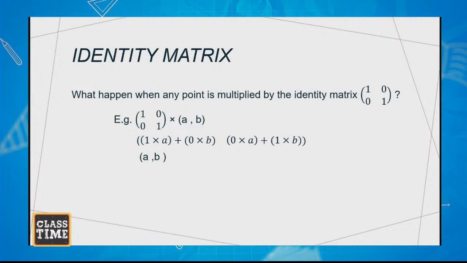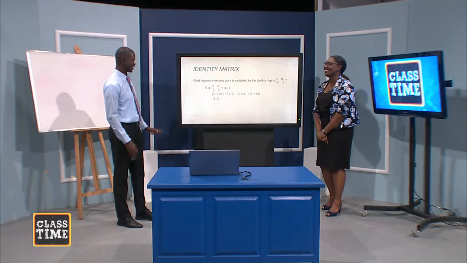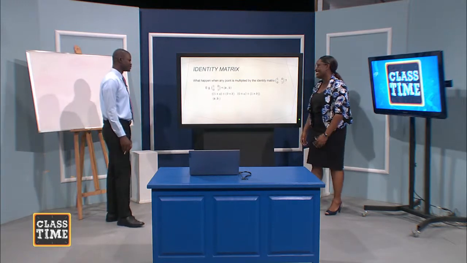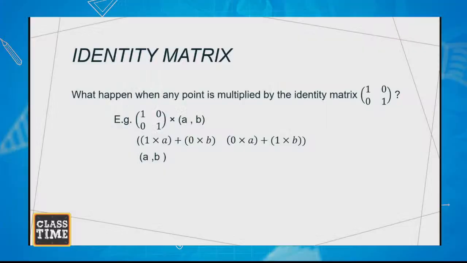Now we're multiplying by an identity matrix, and we're multiplying a point in my Cartesian plane. My identity matrix is 1, 0, 0, 1. What happens? Matrix multiplication. We multiply row by column. So we are multiplying the identity matrix 1, 0, 0, 1 by the point AB. And our solution is just AB.